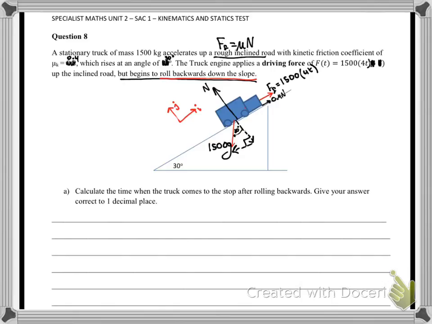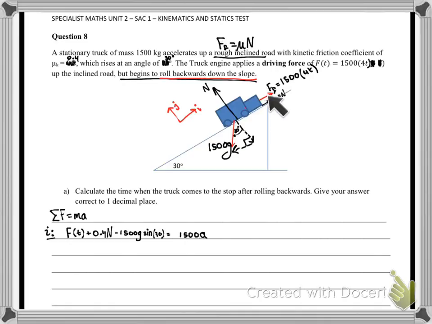Okay, so now we've got all the forces in the right directions. Let's use Newton's second law. The sum of all the forces equals mass times acceleration. So let's look at the i component, the horizontal component to the plane. There it is.